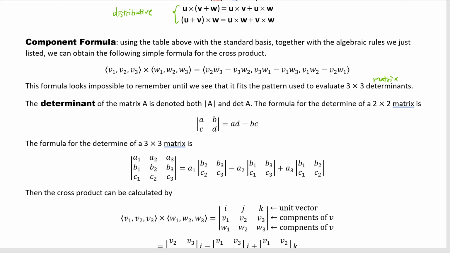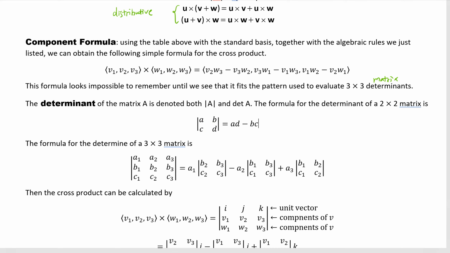The determinant of a matrix A is denoted both by the absolute value bars around A and by det A, so we have two notations. The formula for the determinant of a 2x2 matrix, there's a typo here, equals AD minus BC. So you cross multiply and put a subtraction in the middle. AD minus BC. So far so good, everybody?